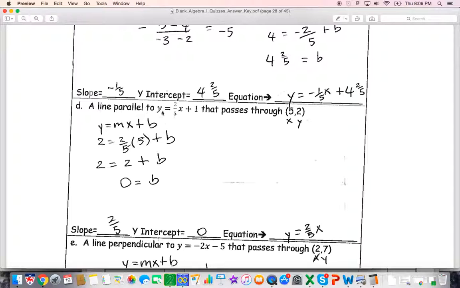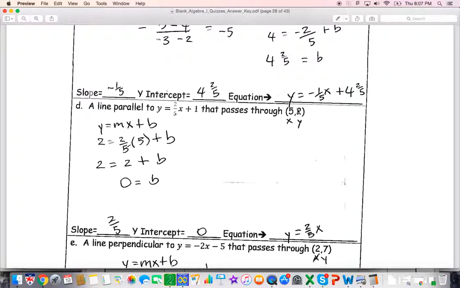Now, we can then ignore the rest of this equation. All of the rest of this equation is irrelevant to us. All we needed was the slope. So now we know that the slope is 2/5 and it passes through the point 5, 2. So passing through the point 5, 2 with a slope of 2/5, we can now substitute into our y equals mx plus b equation to figure out what our y-intercept would be.